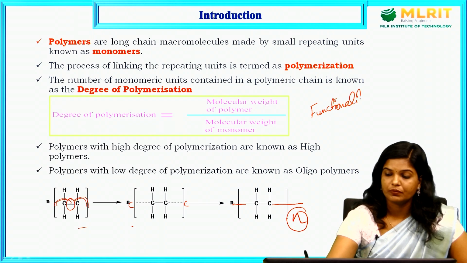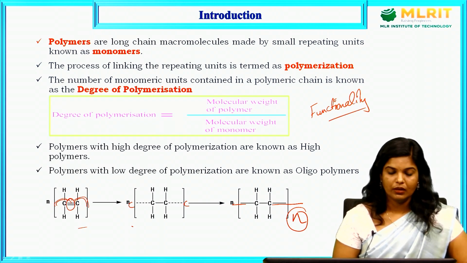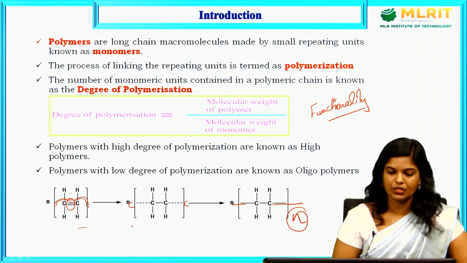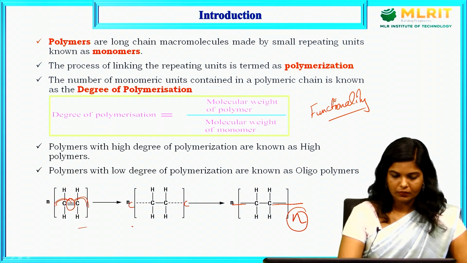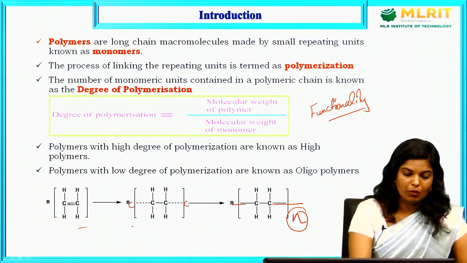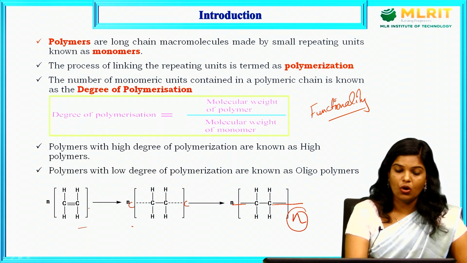Functionality is nothing but the reactive sites of a monomer to make it into a polymer. That is what is known as functionality. For example, here in polyethylene, the double bond is there, isn't it? This double bond is the reactive site because all the attacks happen in this bond. This pi bond will be shifting.